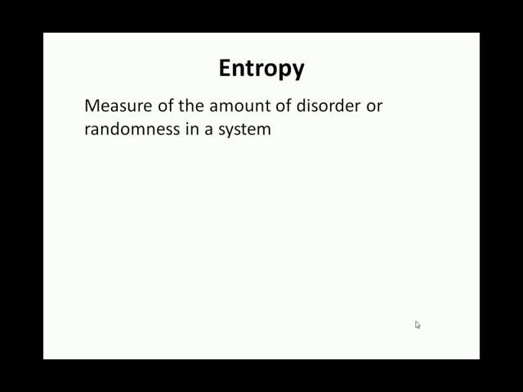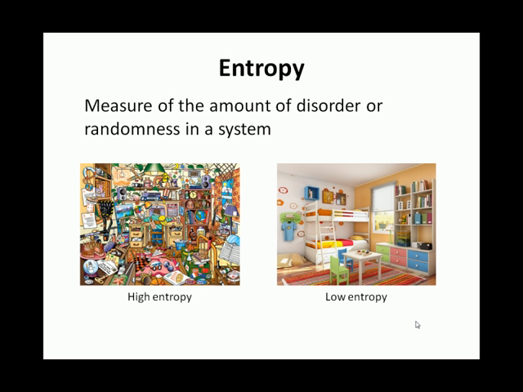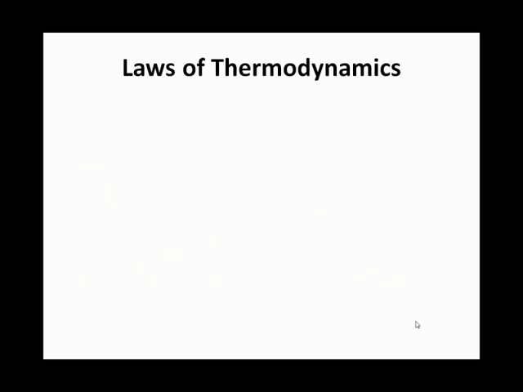Before we move on to the second law, we must first review the concept of entropy. Entropy is essentially a measure of the amount of disorder or randomness in a system. You can think of a messy room as being a high entropy system, and a clean, orderly room as being a low entropy system. High entropy systems correspond to low energy, much like how laziness results in messy rooms. Low entropy systems correspond to high energy, much like how neat rooms require energy to upkeep.